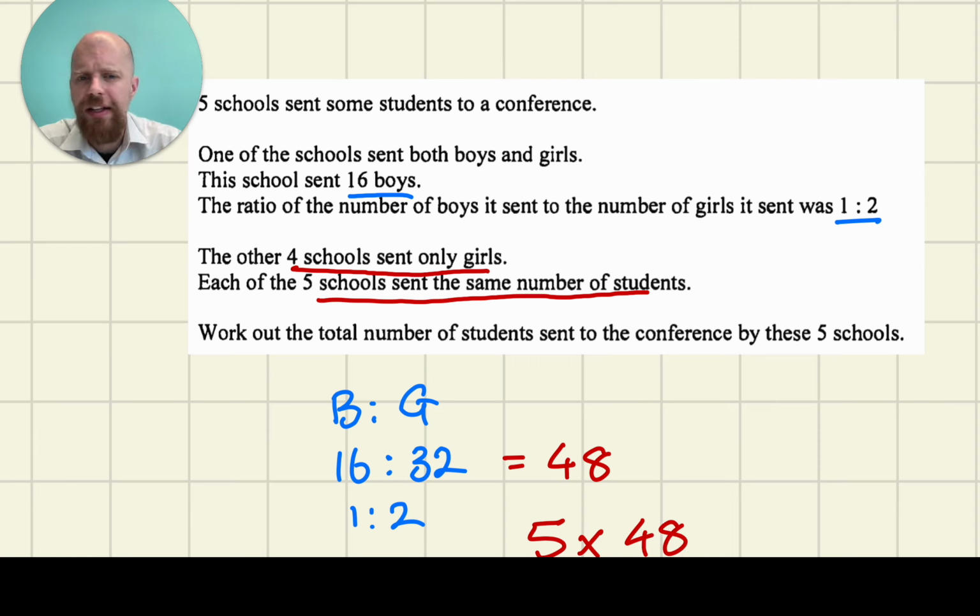Well, how to do that in our heads quickly? We know that 5 times 50 is 250. 5 times 2 is 10. If I subtract them, I get 5 times 48, which would be 240.